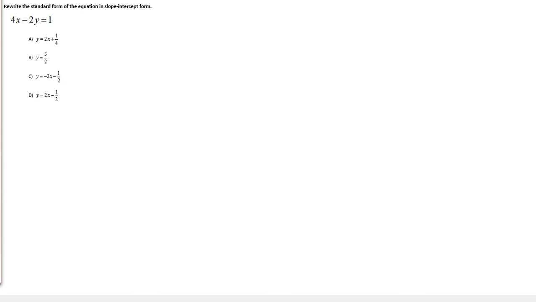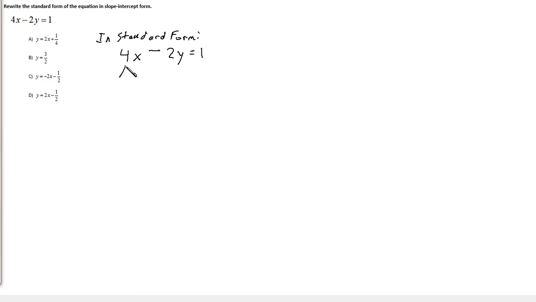Rewrite the standard form of the equation in slope-intercept form. 4x minus 2y equals 1. Well, the first thing we have to think about is we're being given an equation, as said, in standard form. So this equation in standard form is given to us as 4x minus 2y equals 1.